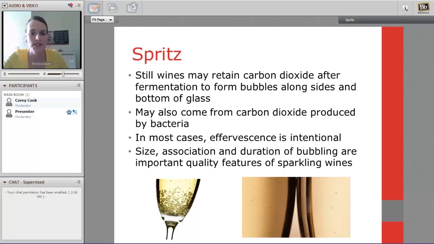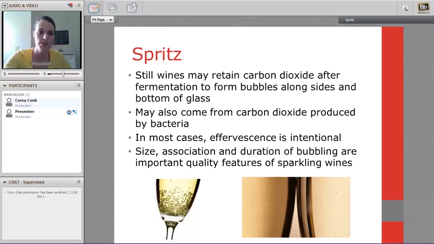The size, the association, and the duration of bubbling are important quality features of sparkling wine. There's been a lot of work in this area: the physics of bubble release, how they travel up, how many of them there are. The size of them is very important, and how long they last is very important. So this is a very broad and interesting area of study, these little bubbles that come up through sparkling wine.